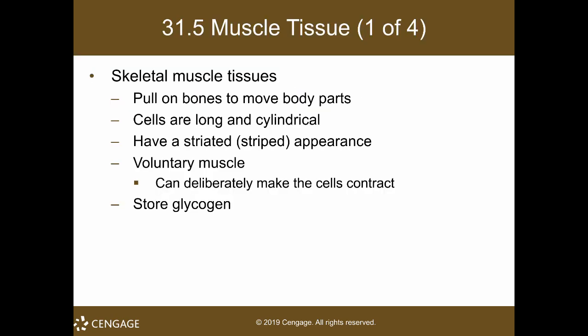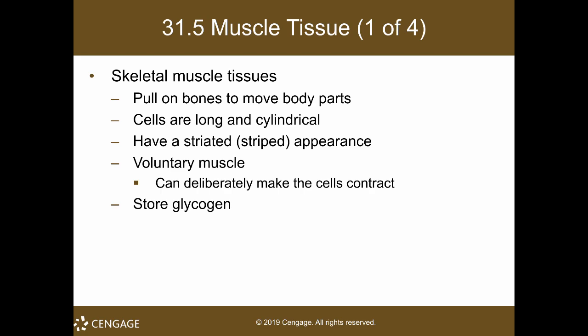The next type of tissue we have is the muscle tissues. There are three subclassifications of the muscle tissues. You have the skeletal muscle tissues. They pull on bones to move your body parts. The cells in the skeletal muscle tissues are long and cylindrical. They have a striated appearance, so they are striped, and they are basically the voluntary muscles. That means you have complete control over them.